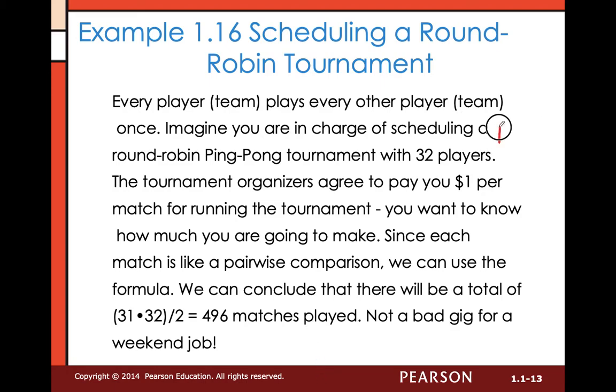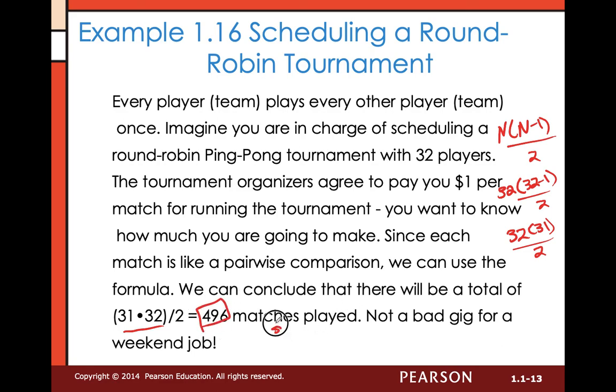So again, that formula was to take n multiplied by n minus 1 all over 2. So what that would be is you would take 32 multiplied by 32 minus 1 over 2, which becomes 32 multiplied by 31 over 2, and that's this right here. It turns out that there's going to be 496 matches paid, which ends up being $496 that you'd make as the tournament director. Not a bad gig for a weekend job.